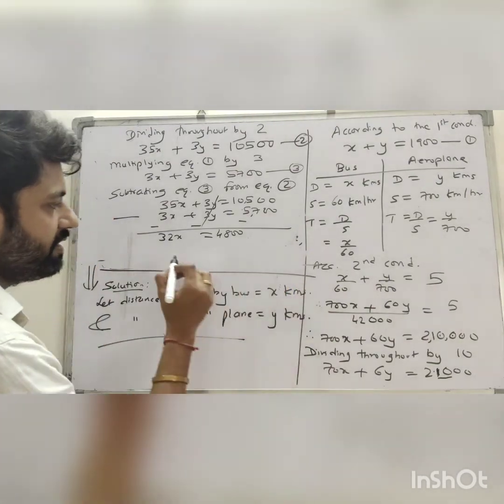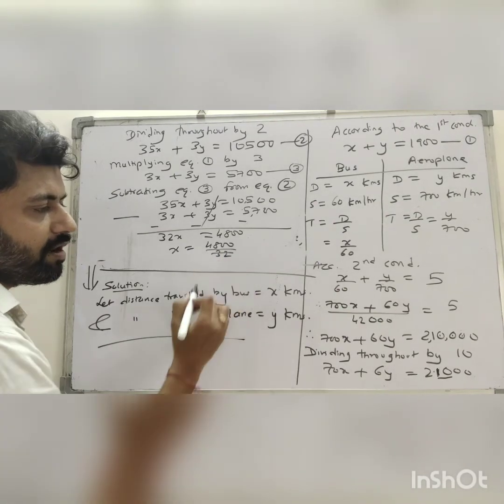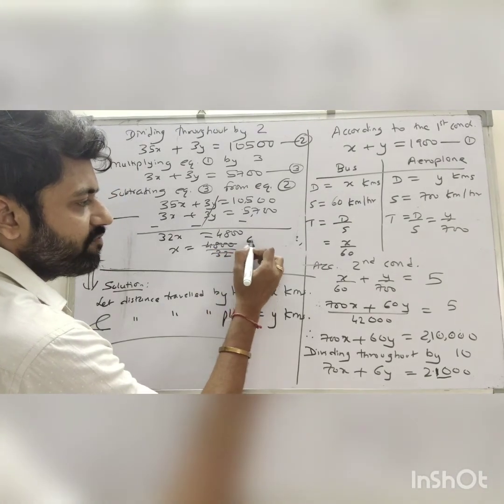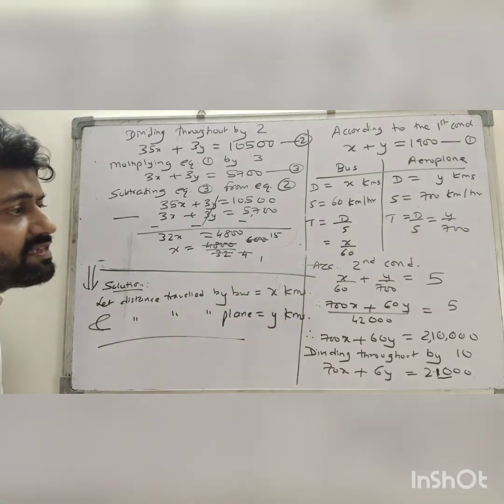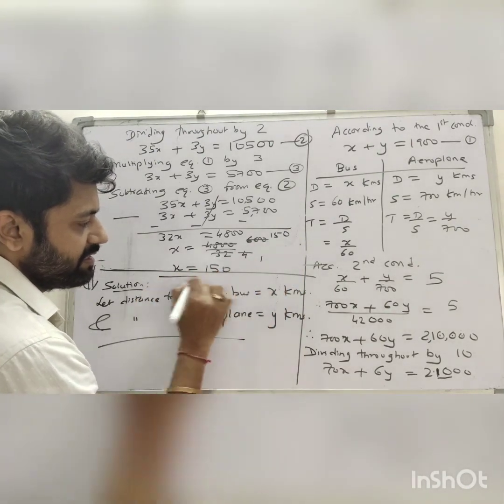Let us now divide it. 4800 divided by 32. Of course, 8 is the easy number that we find. 8 4s are 32, 8 6s are 48, 600. 4 1s are 4, 4 15s are 60. Remember, 4 15s are 60. x is equal to 150.